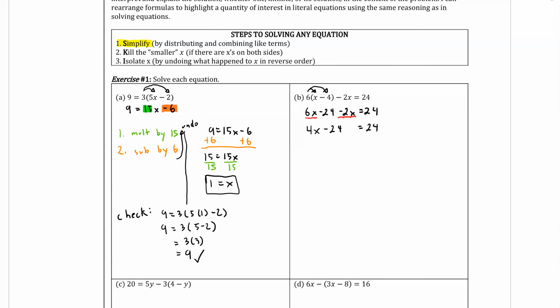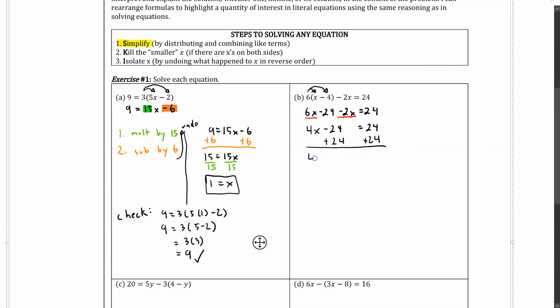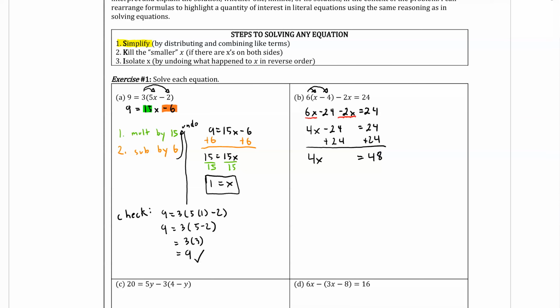At this point, I'm not going to write out all the words in terms of what the operation is doing anymore. Remember that the goal is to get x by itself. And so we will first add 24 to both sides, leaving us with 4x on the left-hand side, and that gives us 48 on the right-hand side. Now from here, we want to get x by itself. We need to get rid of that 4. So we'll divide both sides by 4, leaving us with x equals 12.